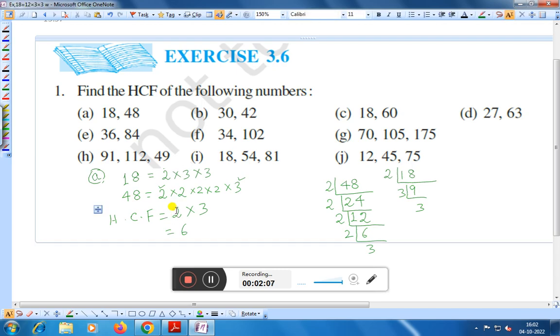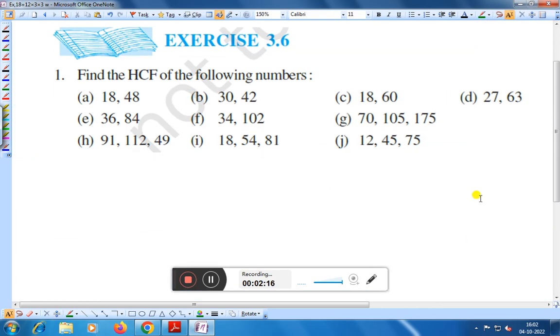Now we will solve question number B. What is question number B? Question number B is 30 and 42. We will solve question number B, that is 30 and 42. We'll find it by the division method: 30 by 2 is 15, and 15 by 3 is 5.